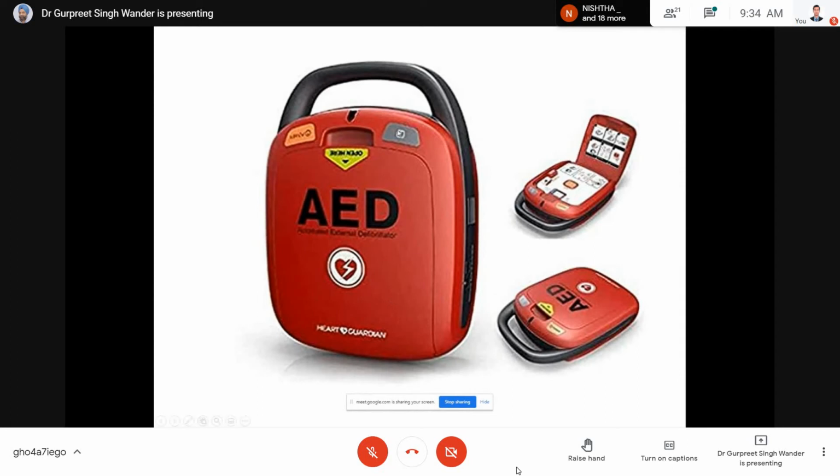And this is how they look. You will definitely see them pasted on the walls of airports, and hopefully they will come up wherever there are crowded malls. It's mandatory now that very crowded places should have them, and many lives have been saved by lay people with the use of external defibrillators.